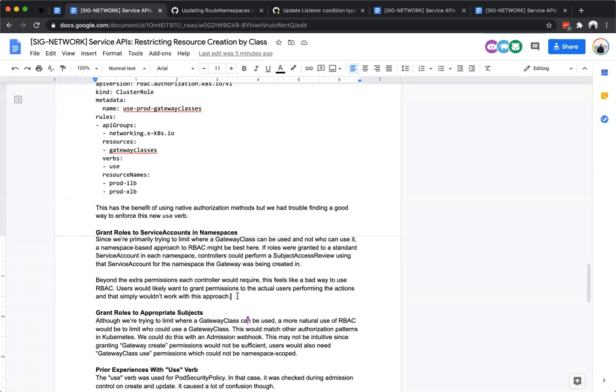I'm curious what those races are. I can imagine things like you create your RBAC policy and then immediately try to create a gateway, and maybe the admission server hasn't synced the RBAC update yet. And that's always going to be true, right? That's going to be true for any of these solutions where, in some kind of configuration, wherever it is, you're expressing a restriction based on gateway class or a relationship between gateway class and gateway, right?